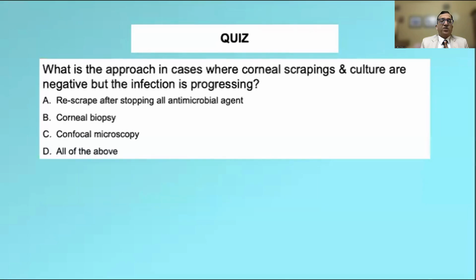You cannot pick up bacteria. So these are all the measures or steps that you can do if you have an initial scrape that is negative, but the infection continues to progress.